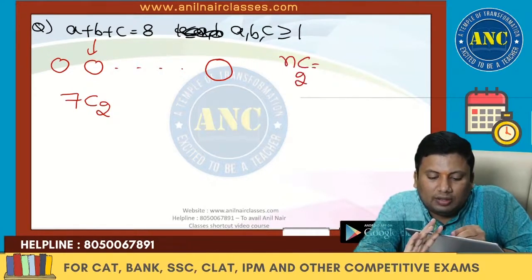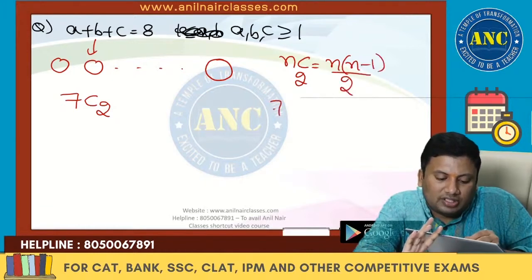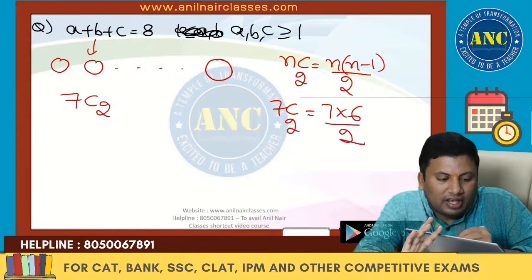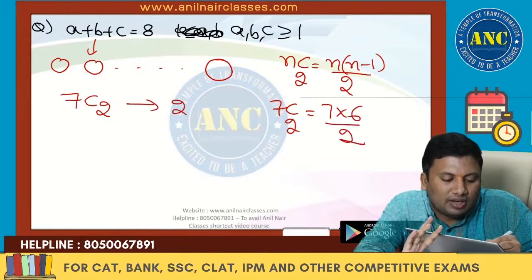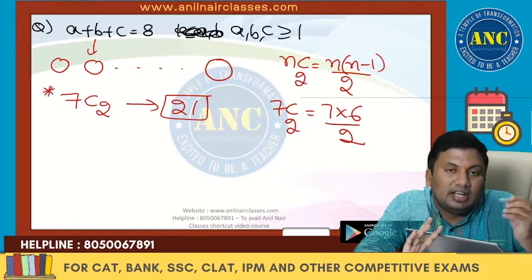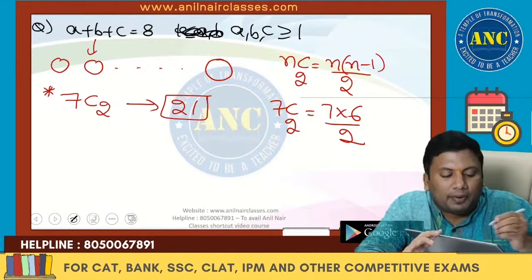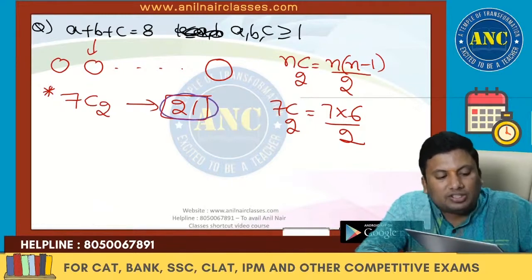NC2 is nothing but n into n minus 1 by 2. 7C2 is nothing but 7 into 6 by 2. They will find out the answer as 21. What is the idea I said? NCR, if N is a prime number, the answer is a multiple of the prime number. 21 is a multiple of 7.